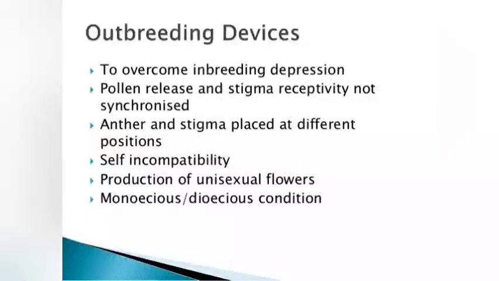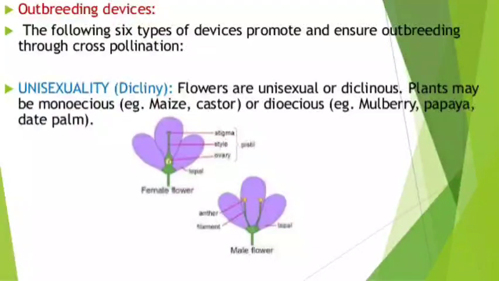So the first and the most important and effective method of outbreeding device is called unisexuality. Unisexuality is technically called dicliny, where the plant has different flowers, male flowers and female flowers. Either both the flowers may be in the same plant, that condition is called monoecious, like in maize, or the flowers may be in two different plants, male plant and female plant, for example mulberry, papaya and date palm.